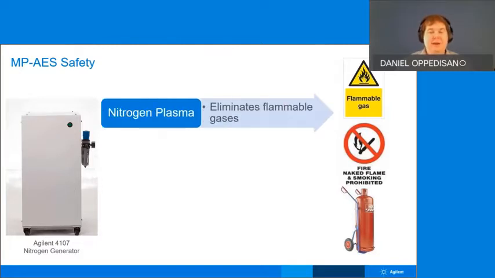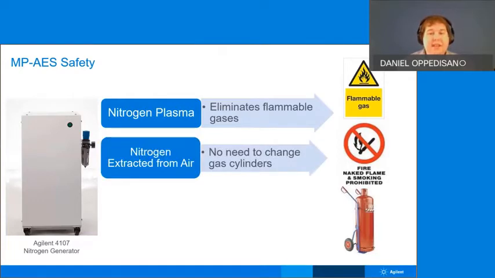The nitrogen plasma eliminates the flammable gases of atomic absorption, which is really important in petrochemical laboratories that have lots of flammable chemicals in them. The microwave plasma also allows for unattended analysis. The second safety advantage is around personnel and operator safety. By using the 4107 nitrogen generator, it completely removes the handling of compressed gas cylinders.